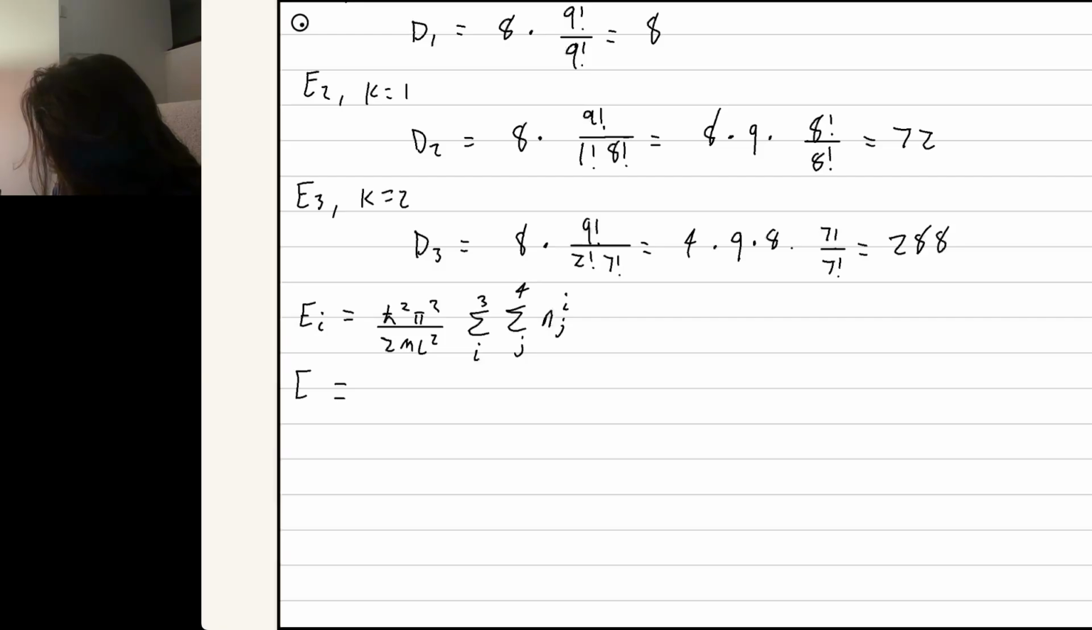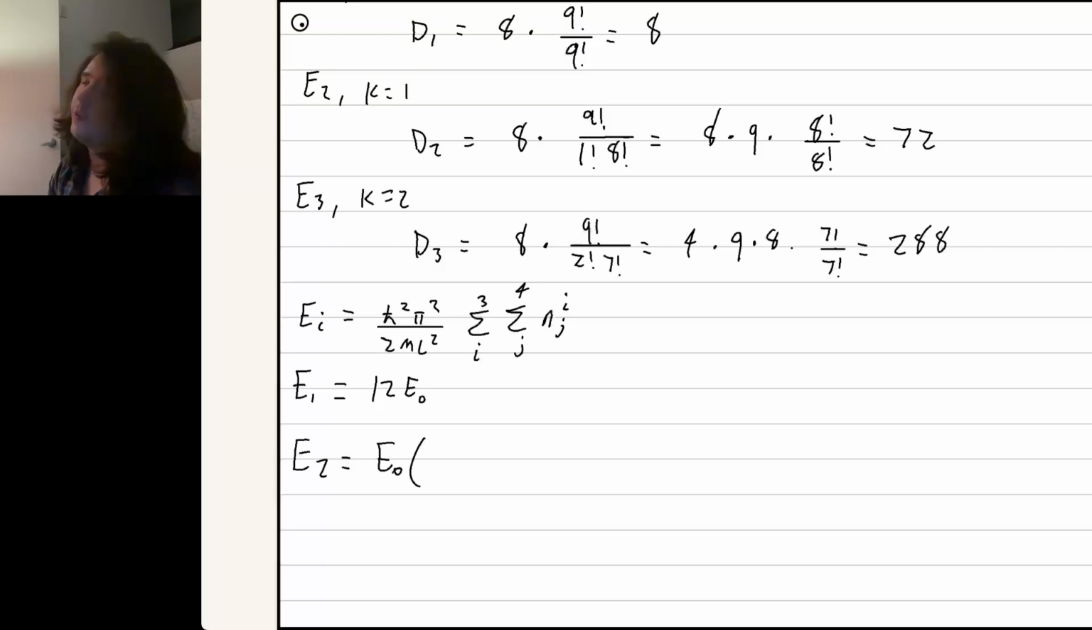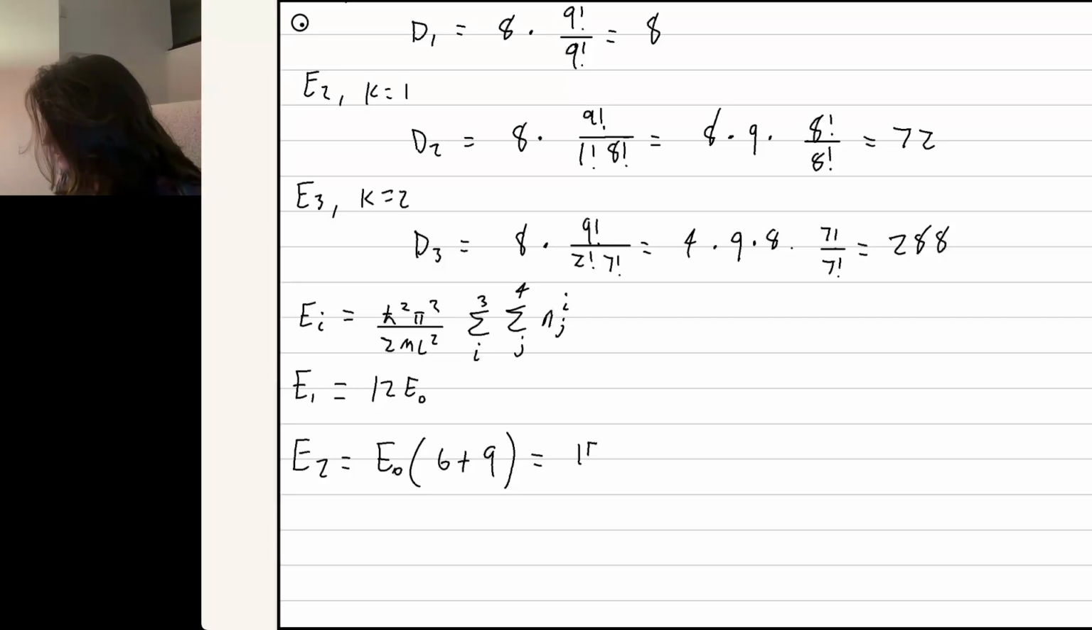Okay. E1, the ground state. All of the n's are going to be equal to 1. So what you're going to end up with is 12 E naught. The first excited state, one of the particles is going to be equal to 2, and it's going to be hit 3 times. So 3 times 2 is 6. And then the rest of the particles will each be hit 3 times. So 9, which gives you 15.